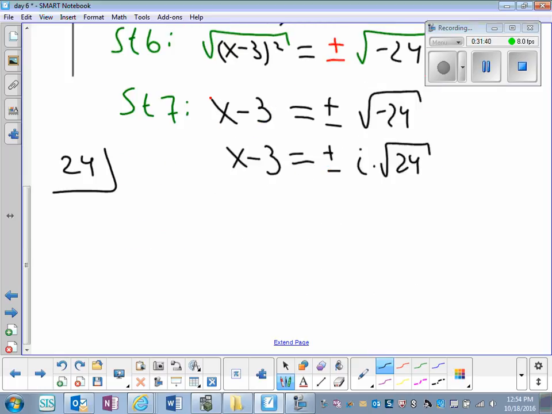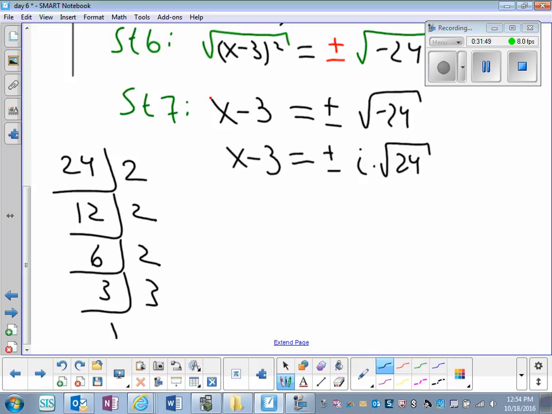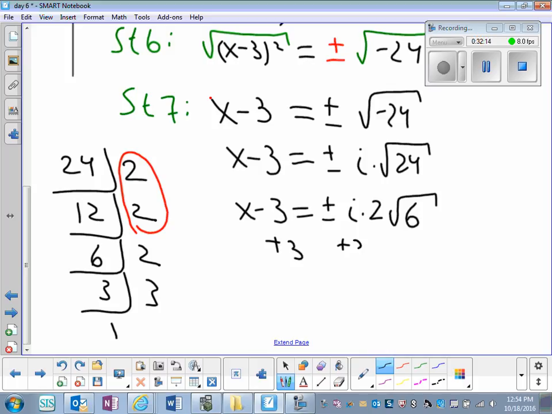24 factor ladder. Divided by 2 gives me 12. Divided by 2 gives me 6. Divided by 2 gives me 3. 3, 1. My pairs, just one pair of 2's. So I write it as what at the end? I still need to solve for x though, right? So what do I do here? I add 3. So my x equals 3 plus or minus 2 square roots of 6i.